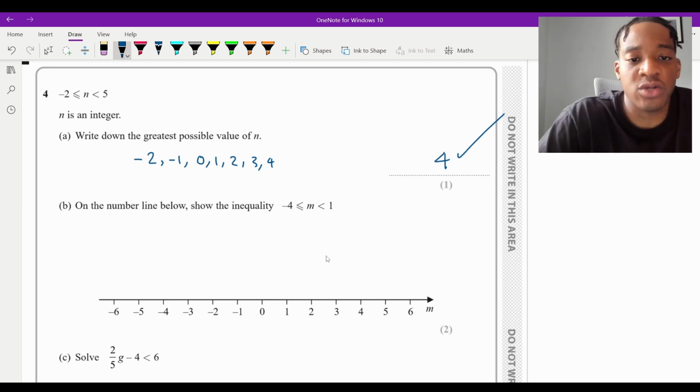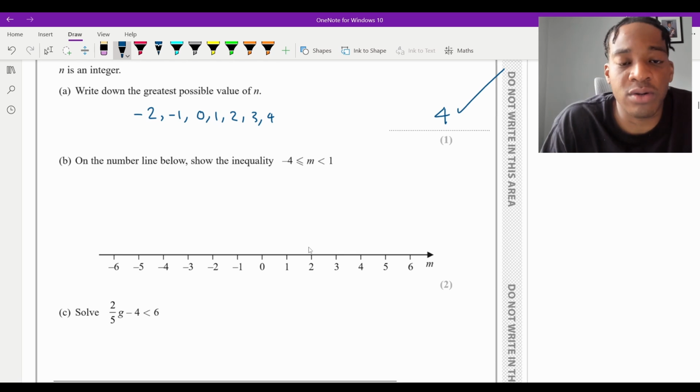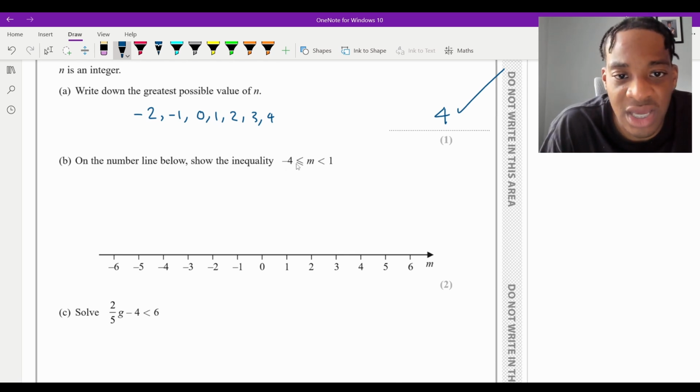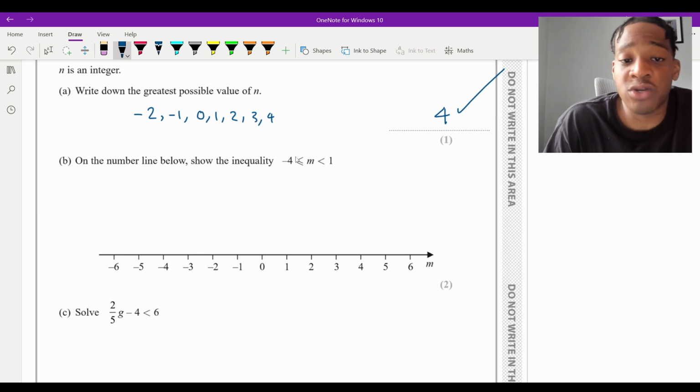Now, part B says, on the number line below, show the inequality of m being given between -4 and 1. Okay, so again, with these types of questions, we can see that the line is underneath this inequality here, meaning that -4 is included. So I'm going to go to -4, which is right here, and I'm going to draw a circle, but I'm going to fill it in.